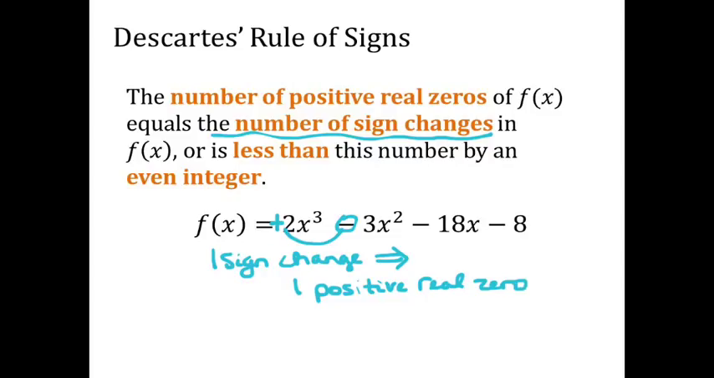Now the rule says that the number of real zeros equals the number of sign changes or is less than this number by an even integer. So if I subtract an even integer, then that could also possibly be the number of positive real zeros. Well, in this case, the smallest even integer I can subtract is 2, and if I subtract 2 from 1, I end up with a negative number. And so in this case, the number of sign changes does equal the number of positive real zeros.